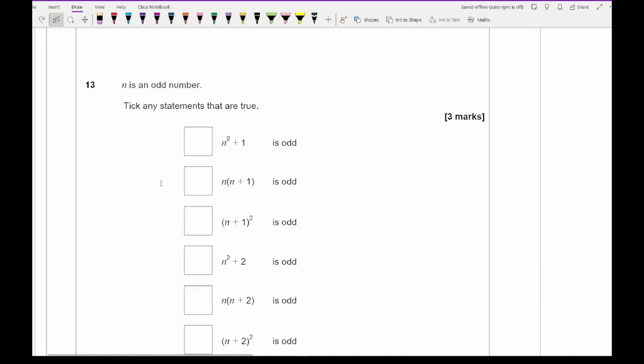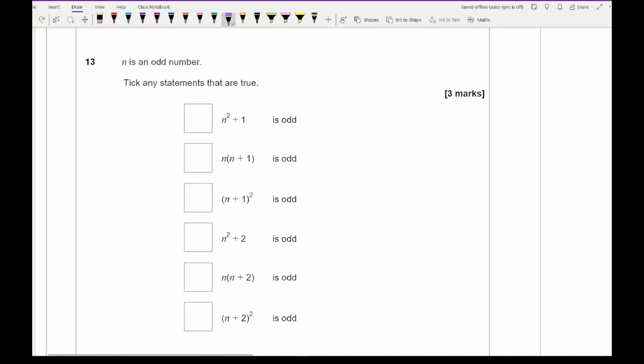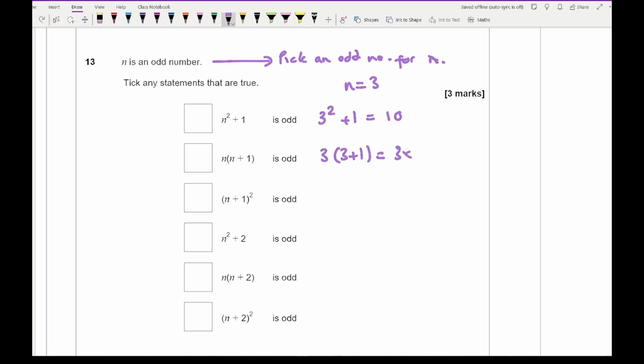Moving on to question 13, it says n is an odd number. It says tick any of the statements that is true. Now with these questions, what you want to do is basically pick an odd number for n. So here, if I just go for n equals 3, so substituting n equals 3, I'm going to get 3 squared plus 1, which is 10, so that's not true. 3 lots of 3 plus 1 is 3 times 4, which is 12, so that's not true.